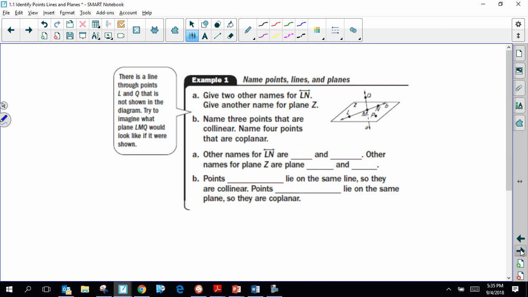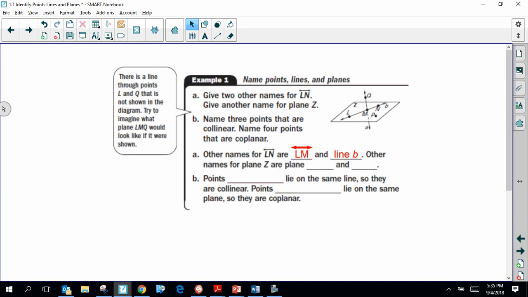So now we're going to take a look at some examples of how we're going to be using these terms, how they interact with each other, and how we can identify them. So in this example, we're asked to do two things. In part A, give two other names for line LN. Two other names that we can use for line LN would be LM, which would be a good choice. So I can simply turn the letters around. I could have called it line NL and be referring to the same thing. The lowercase letter b can also be used to represent the line, so I can call it line b.